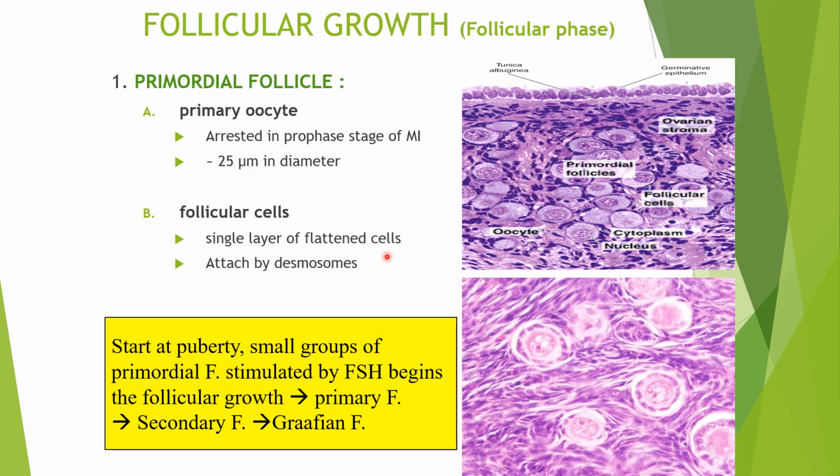Follicular cells are a single layer of flattened cells attached by desmosomes. You can see in this diagram, this is the lower magnification and this one is the higher magnification of the primordial follicular epithelial cells.